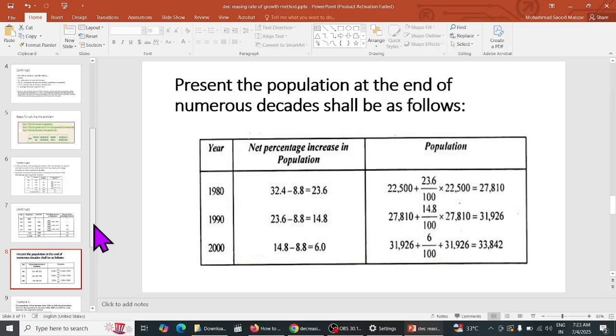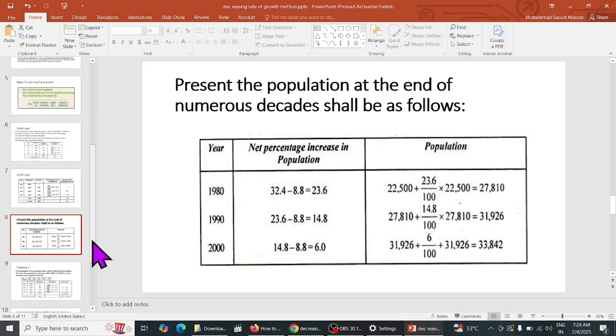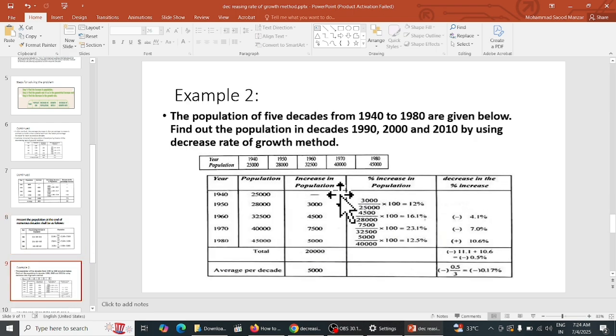Now let us solve a different example so that we understand it in a much better way. You can also solve the same question by all the different methods that you have learned earlier, like arithmetic increase, geometric increase, incremental increase, and then compare the values, to have an idea which is giving you more value, which is giving you lesser value, or which is giving the mid value. Now in example 2, again we have a different question.